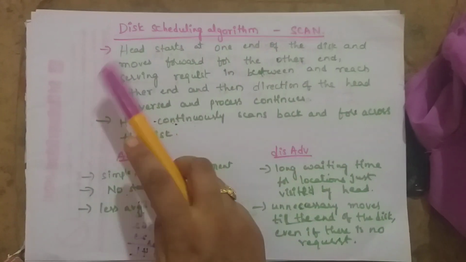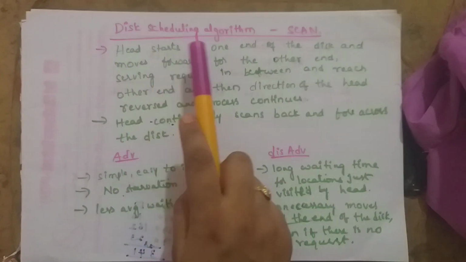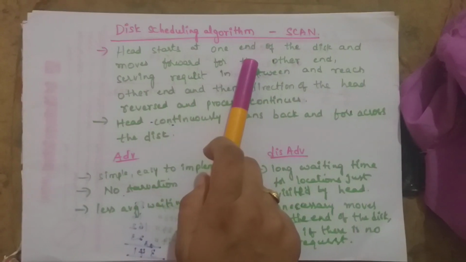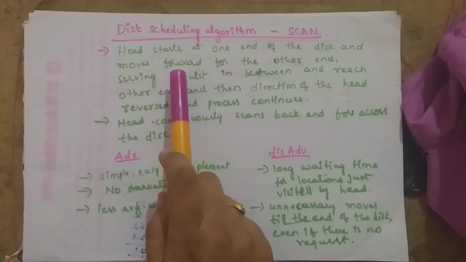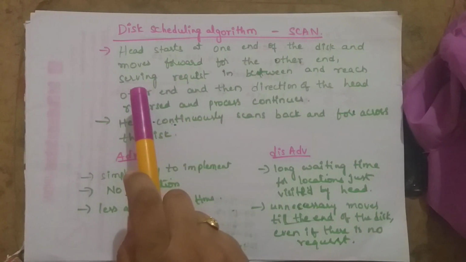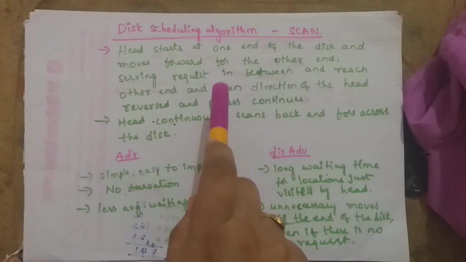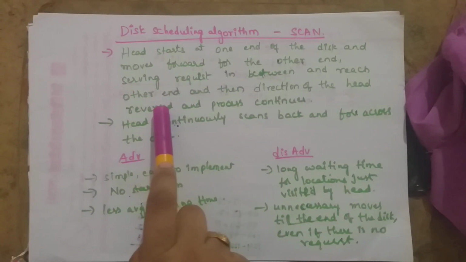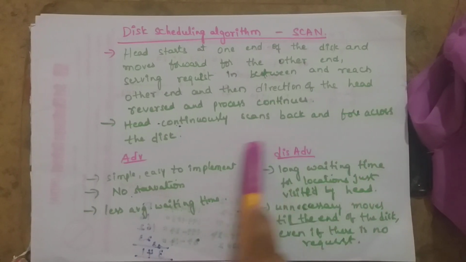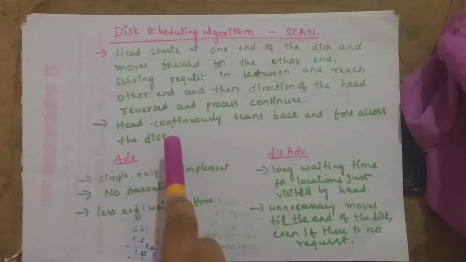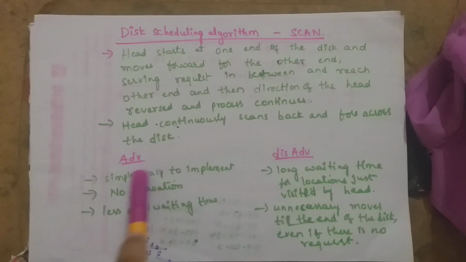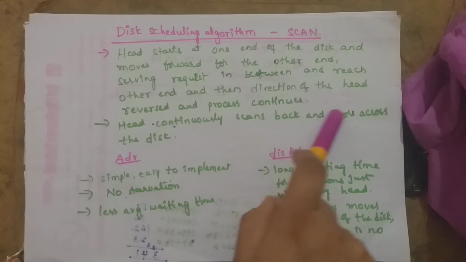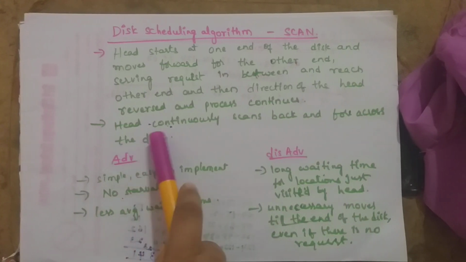In this SCAN algorithm, the head starts at one end of the disk and moves forward to the other end. Whether or not there is a request in that forward direction, the head is going to go from the first position to the last position and from the last position back to the first position. It is moving continuously forward and backward. The head continuously scans back and forth across the disk.